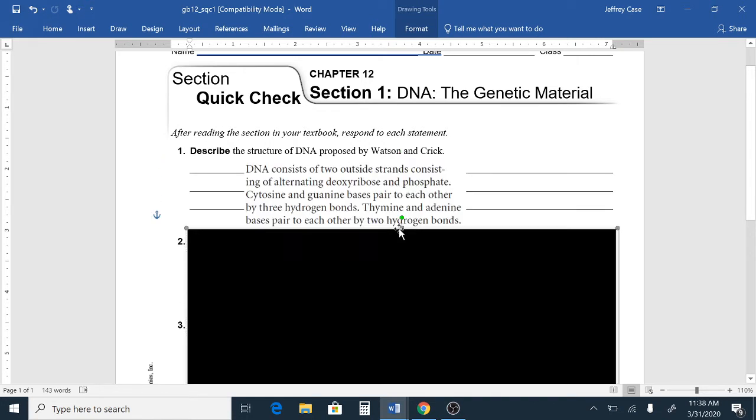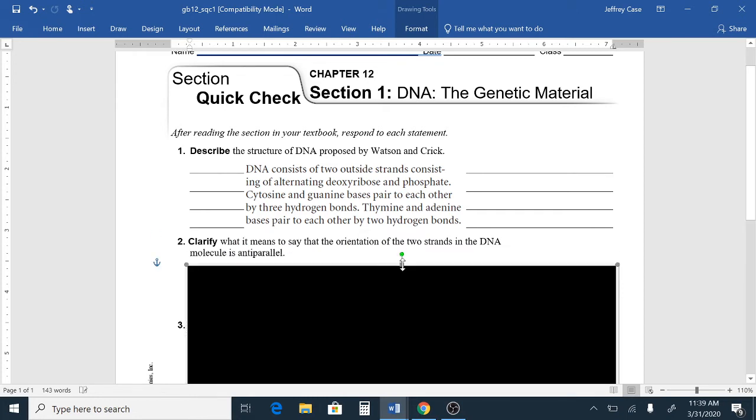DNA consists of two outside strands consisting of alternating deoxyribose sugars and a phosphate group. Cytosine and guanine bases pair to each other by 3 hydrogen bonds. Thymine and adenine bases pair to each other by 2 hydrogen bonds.